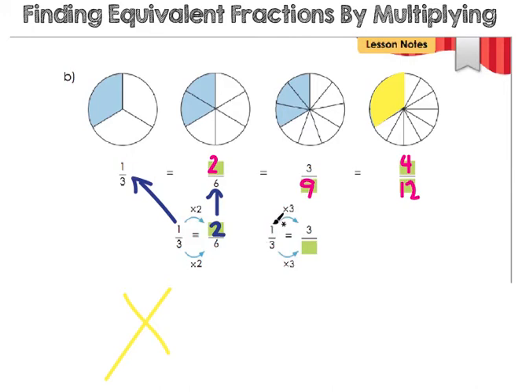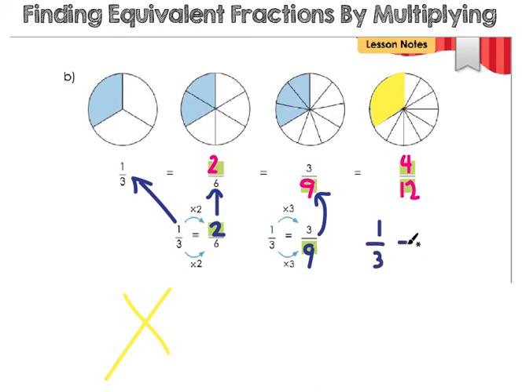So now we do again 1/3, but now we multiply it times 3. 1 times 3, 3. 3 times 3, 9. And that's what we had in this one. And we can do it again. Begin from the first one, 1/3.